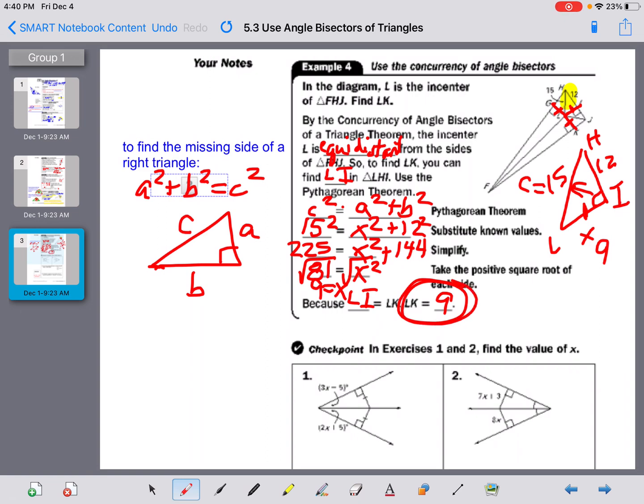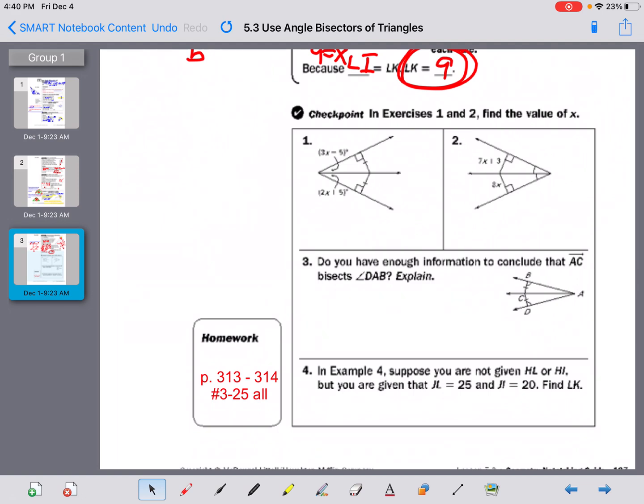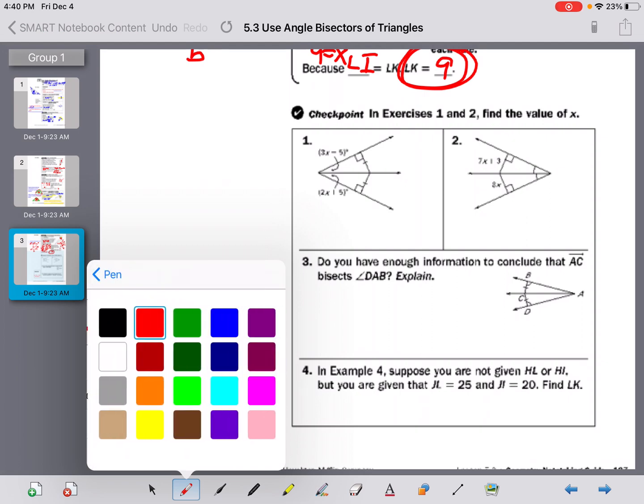So using Pythagorean theorem there. Maybe a little bit of a blast from the past. Been a while since we saw that. All right, couple more examples here. It says in exercise 1 and 2, find the value of X.